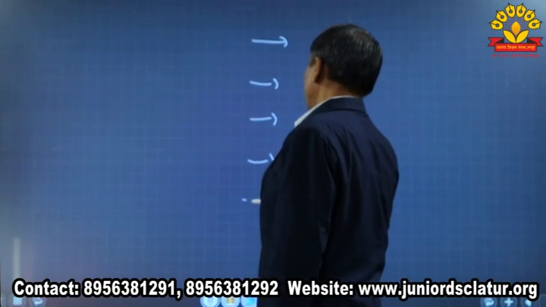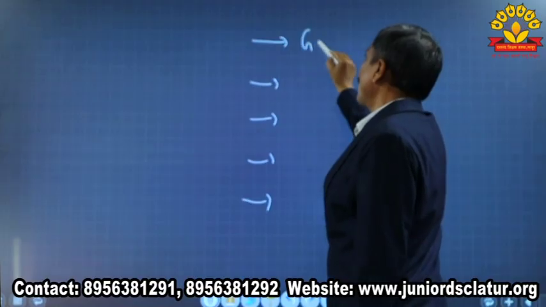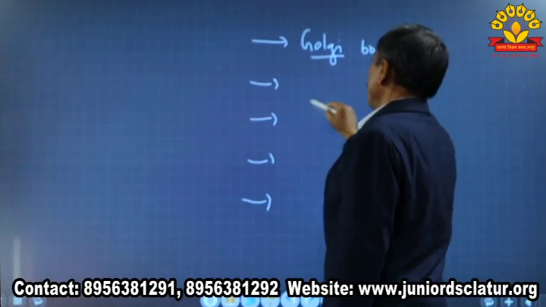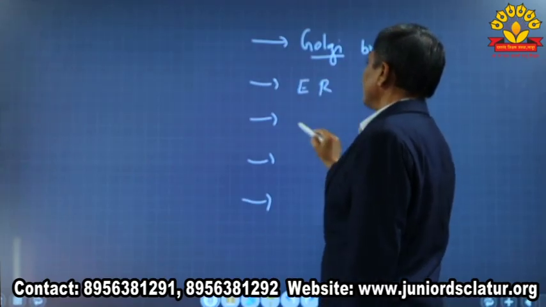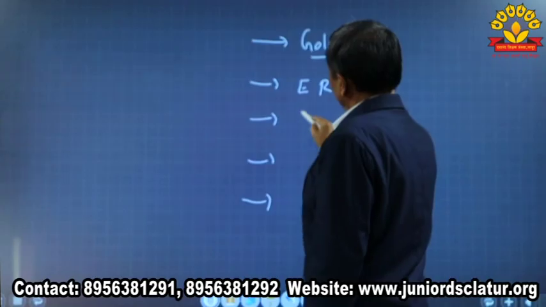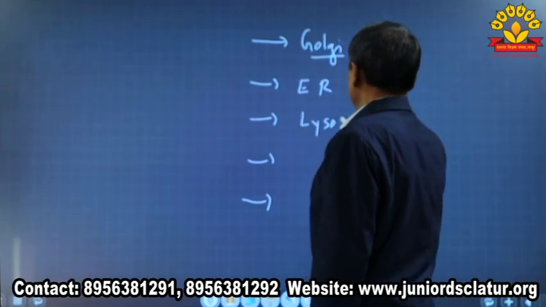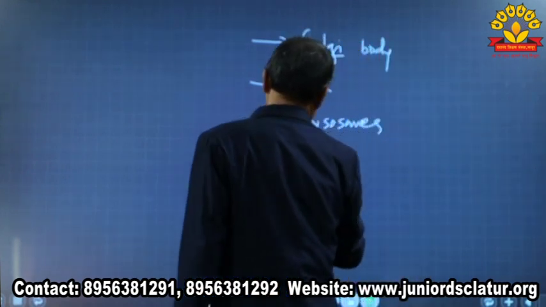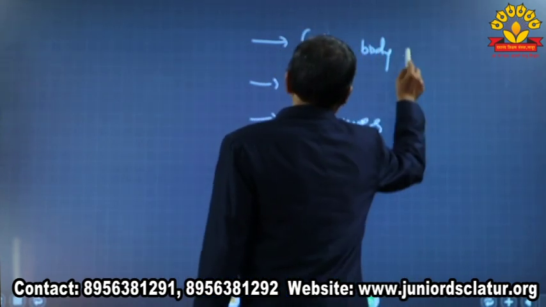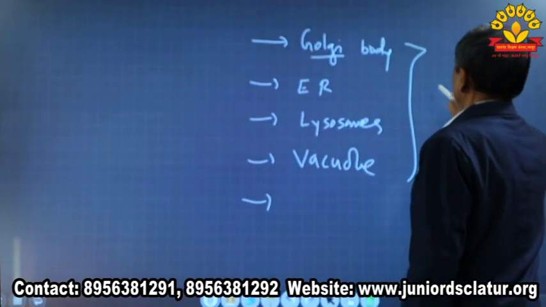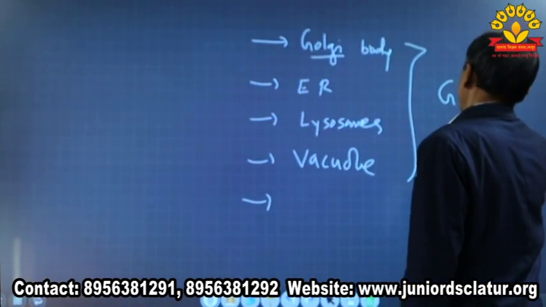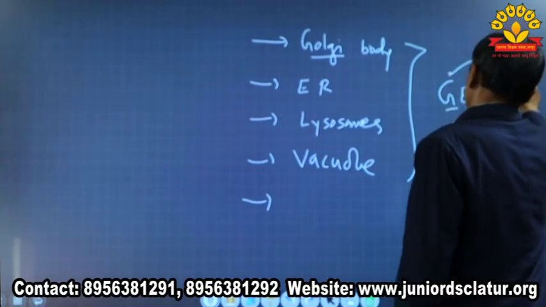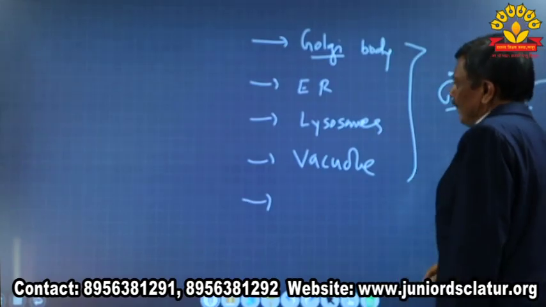Single membrane cell organelles are: number 1, Golgi body; number 2, endoplasmic reticulum; number 3, lysosome; number 4, vacuole. This can be remembered by the trick GERL: Golgi body, endoplasmic reticulum, lysosomes and vacuole.